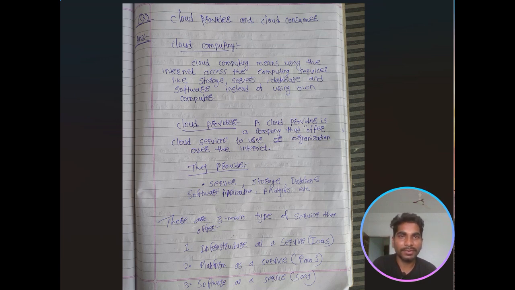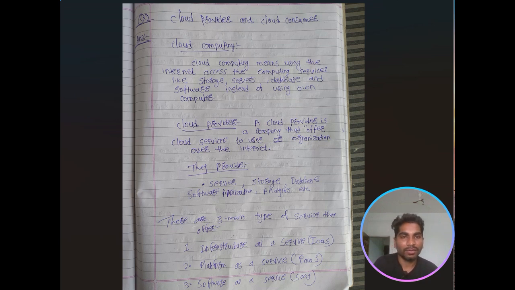So now we see the second point in cloud computing, and the second point is the cloud provider and the cloud consumer. Cloud computing means using internet access to use services like storage, database, and software instead of using our own computer. Okay, so the first is the cloud provider.